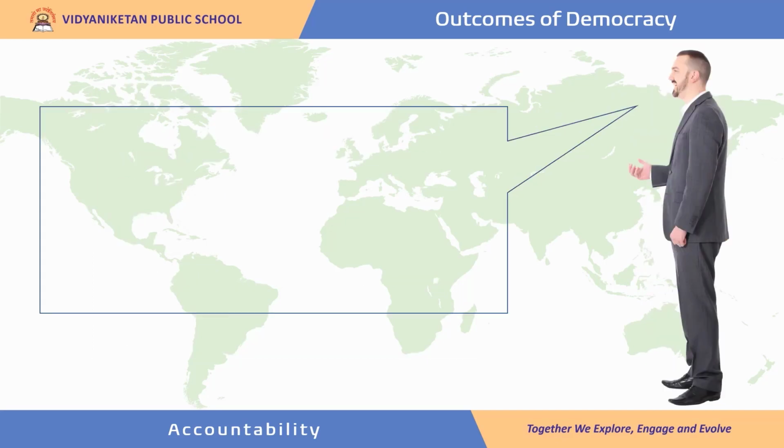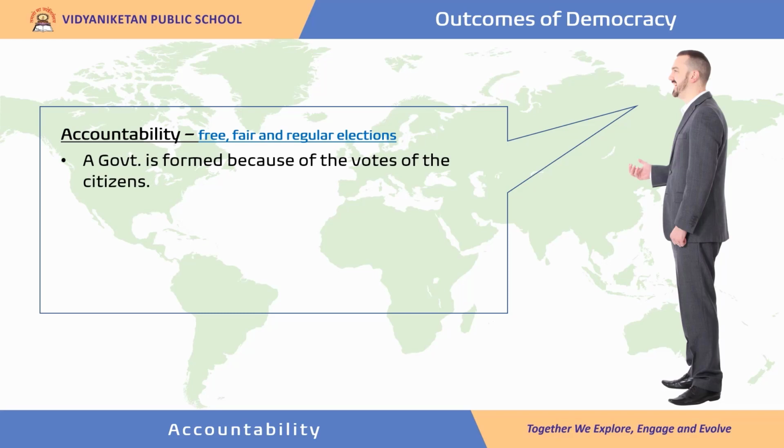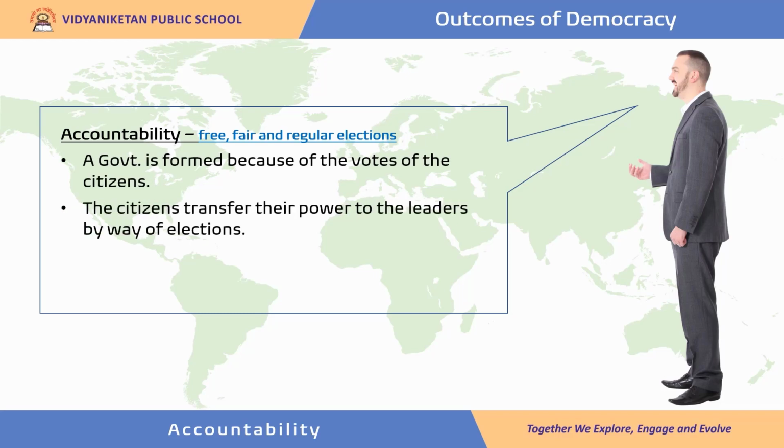Let's see why free, fair and regular elections are necessary in democracy to produce an accountable government. A government is formed because of the votes of the citizens. The citizens transfer their power to the leaders by way of elections. So, these elections should be free, fair and regular.